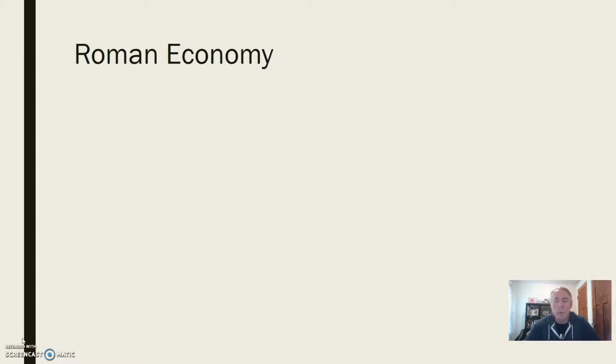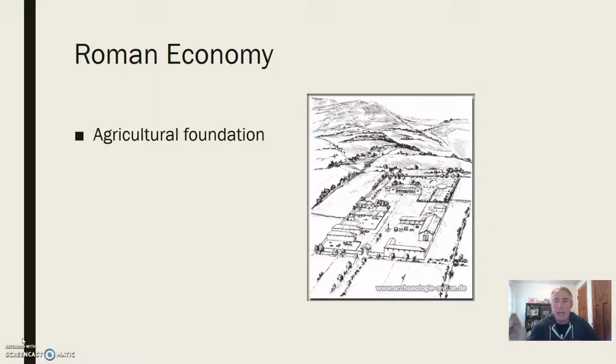So the Roman economy was predominantly agricultural. Rome was able to support a much larger population than Greece because of its agricultural capabilities. But most of its agriculture was large-scale, based on the latifundia. Right? They were the equivalent of plantations, and they were also heavily reliant on slave labor.